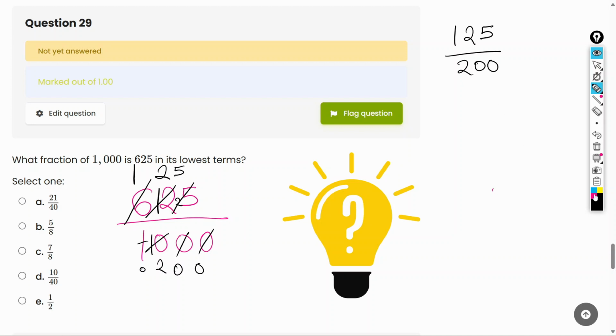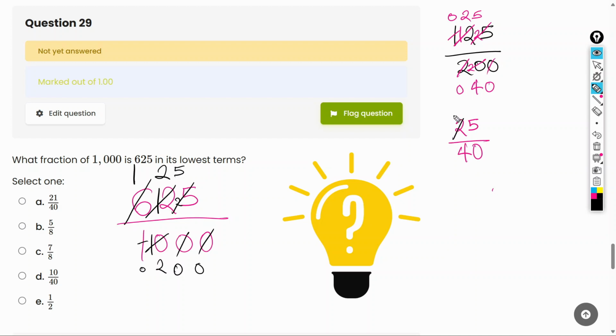We can also divide by 5. 5 into 1 is 0, carry 1. 5 into 12 is 2, carry 2. 5 into 25 is 5. 5 into 2 is 0, carry 2. 5 into 20 is 4. 5 into 0 is 0. That's 25 over 40. We can also divide by 5.